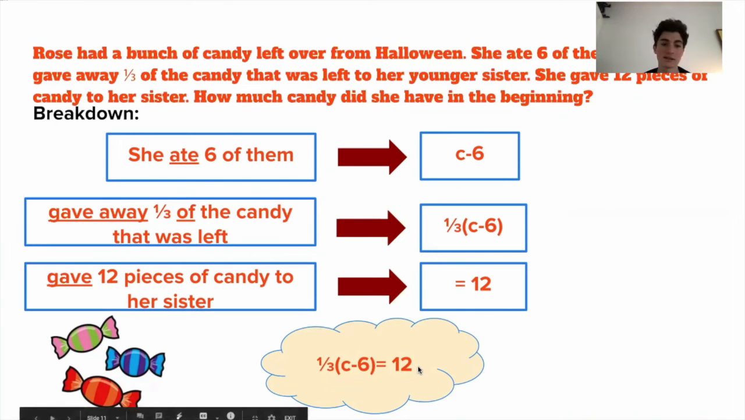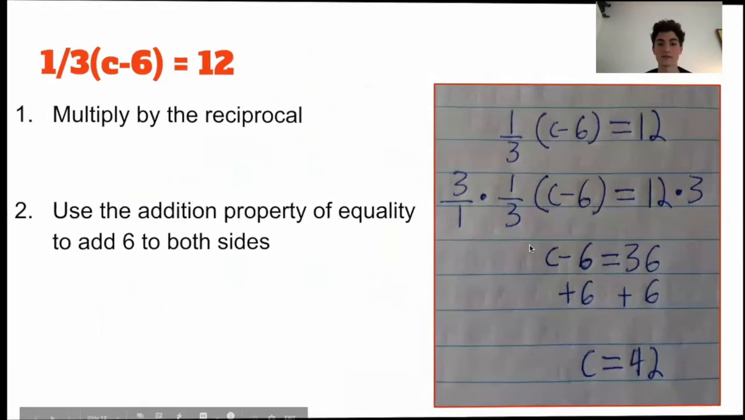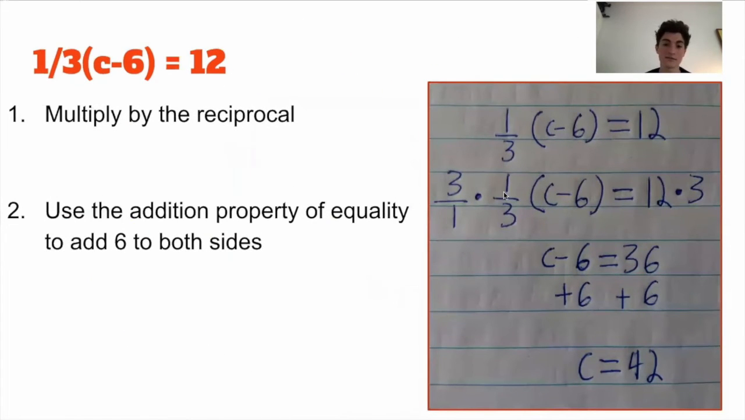This is very similar to problems we did in our last lesson. Our first step is to multiply each side by the reciprocal. So in this case, it would be 3 over 1 or just 3. When we multiply each side by 3, on the left side it cancels out and we just have C minus 6. And on the right side, we get 12 times 3 or 36. And now all we have to do is isolate our variable. So add 6 to both sides and we get C is equal to 42.